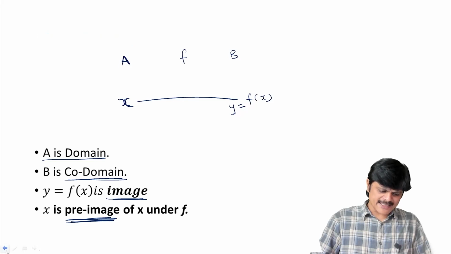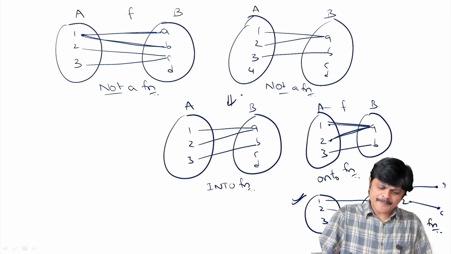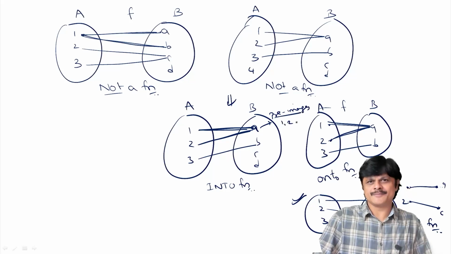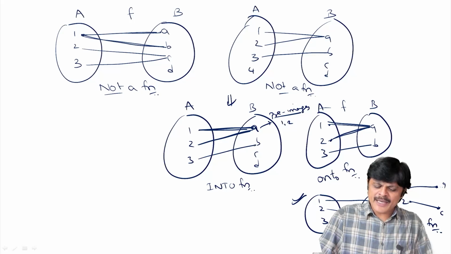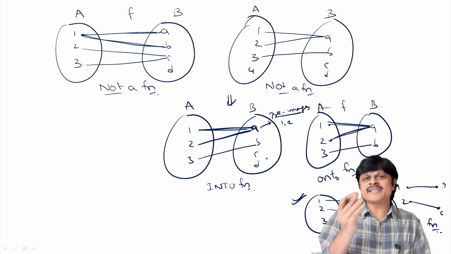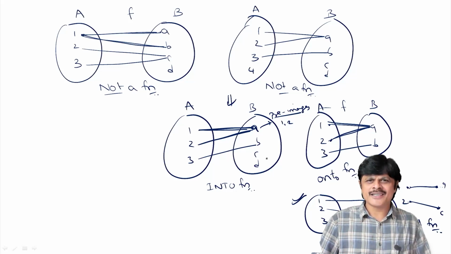If you see the previous example, this is a function, right? A is the image of 1 and 2. For 1 and 2, A is the image. And what are the pre-images for A? The pre-images for A are 1 and 2. For B, what is the pre-image? 3 is the pre-image. And for C and D, there are no pre-images. So if there are some elements for which pre-images are not there, then it is not an onto function. That is simple logic. Is the idea clear?